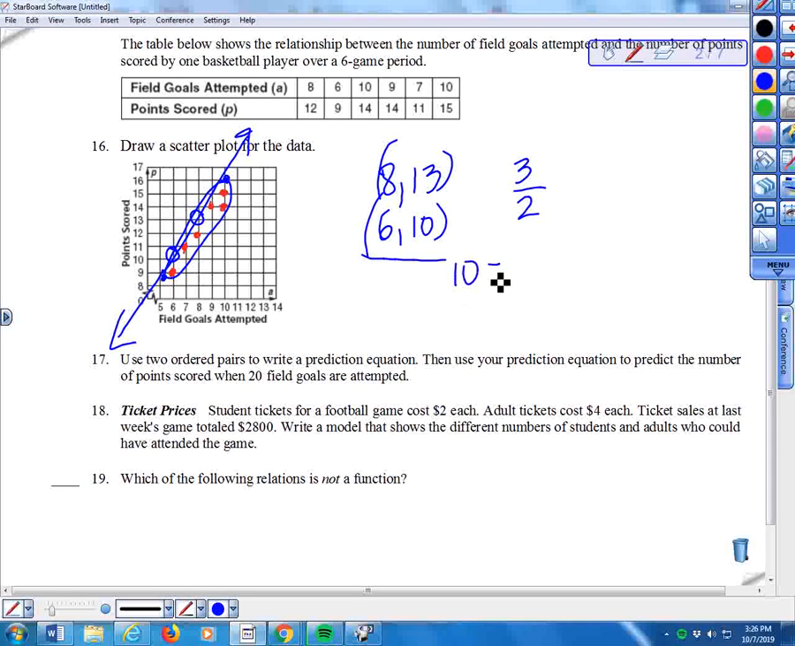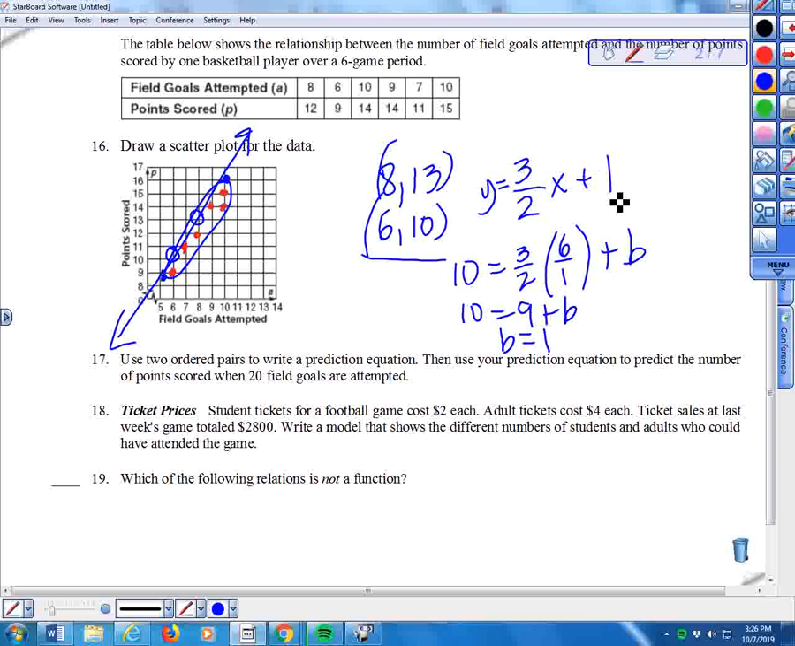10 equals 3 halves times 6 plus b. Well, this is 18 halves or 9, right? So I have 10 equals 9 plus b. Subtract, b is 1. So my equation, there's my prediction equation. Wow.